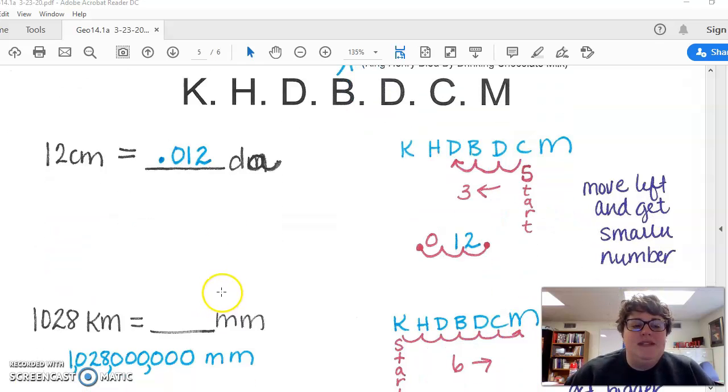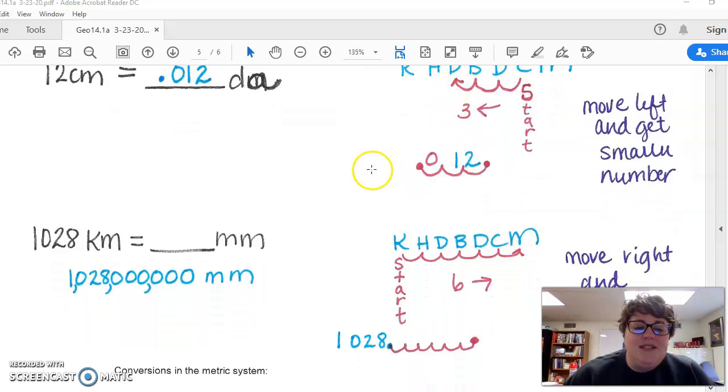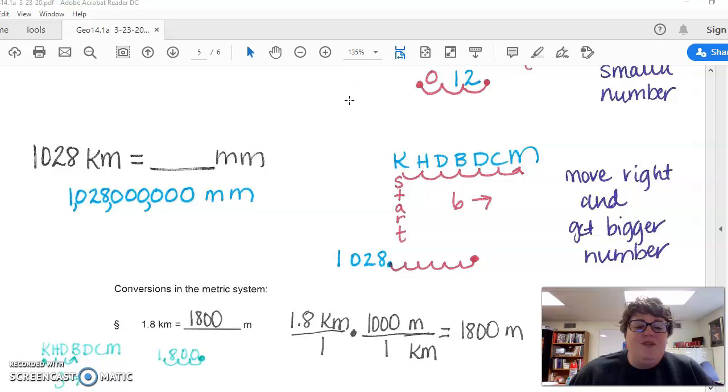So I kind of showed you some examples going from centimeters to decameters. So starting at centimeters and then going to the left to decameters, you're going to go 3 places to the left. So move that decimal point 3 places to the left. This one was going from kilometers to millimeters. So our start was kilometers. We're going 6 places to the right for millimeters. And so move that decimal point 6 places to the right. So this one kind of works out very nice if you're going from metrics to metrics.